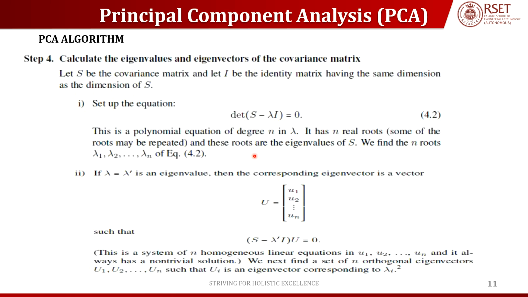Now if lambda is an eigenvalue, the corresponding eigenvector is u, capital U. It is found by solving a system of linear equations. This eigenvector gives us the direction of the principal component, and this process gives us n pairs of eigenvectors and eigenvalues, with the eigenvalues representing the variance captured by their corresponding eigenvector.